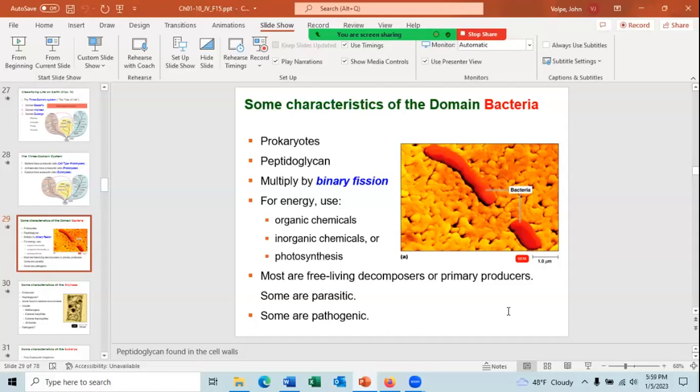For energy, bacteria can use an organic chemical source, and that should be familiar to you because that's what humans use, such as sugar. We use that for our energy needs. But bacteria can also get their energy needs from an inorganic chemical compound, or they can get their energy needs from photosynthesis or chemosynthesis, meaning that they can take sunlight in photosynthesis and then convert it into the sugar they need.